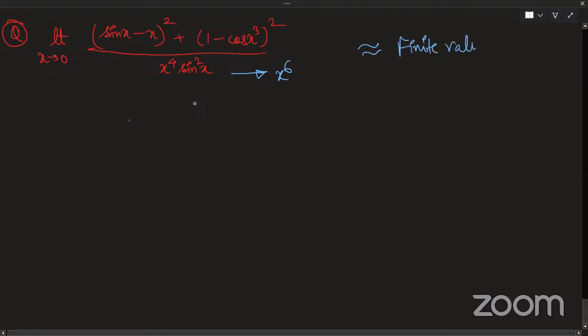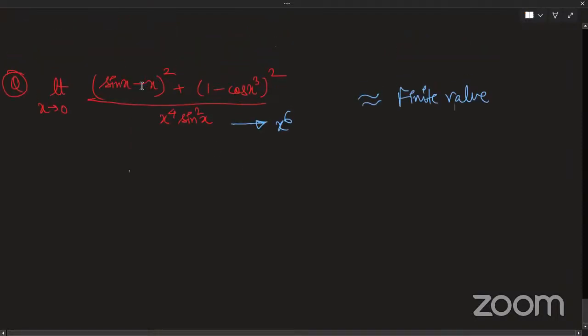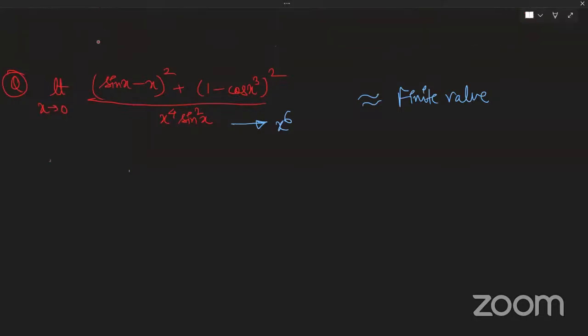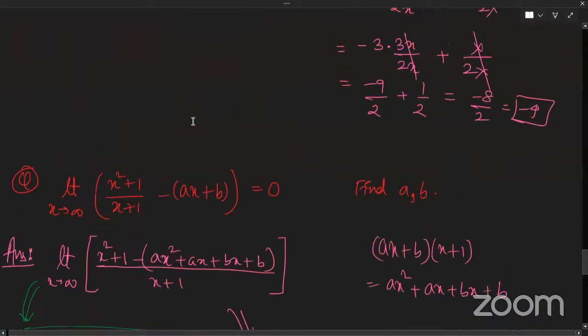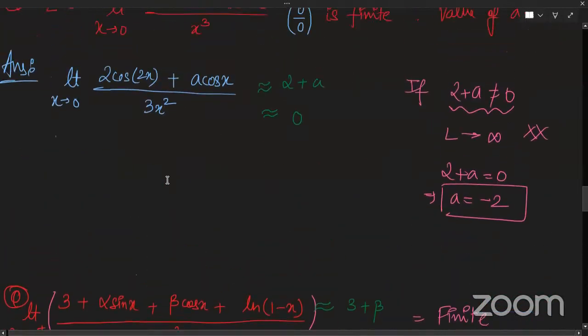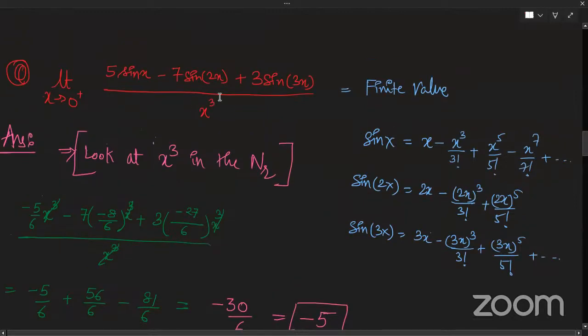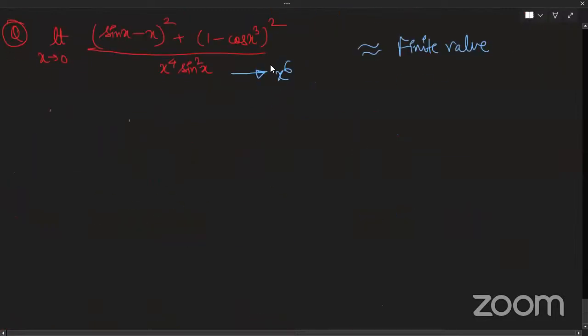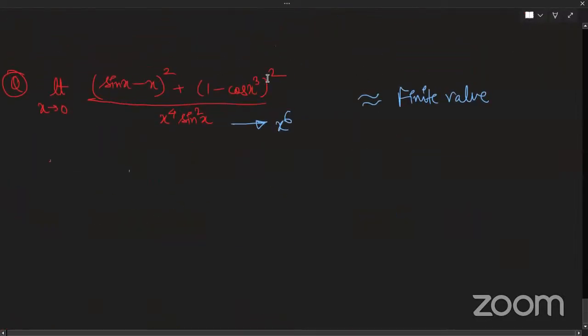It is given to me that the value of the limit is a finite value. So what powers of x should I look at in the denominator, and in the numerator? We have discussed this so much. If you have x raised to 6 in the denominator, what powers of x will you look at in the numerator? x raised to 6, sir.